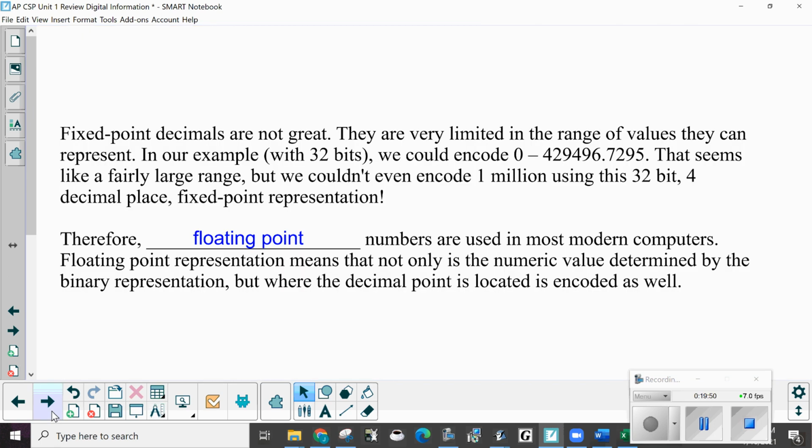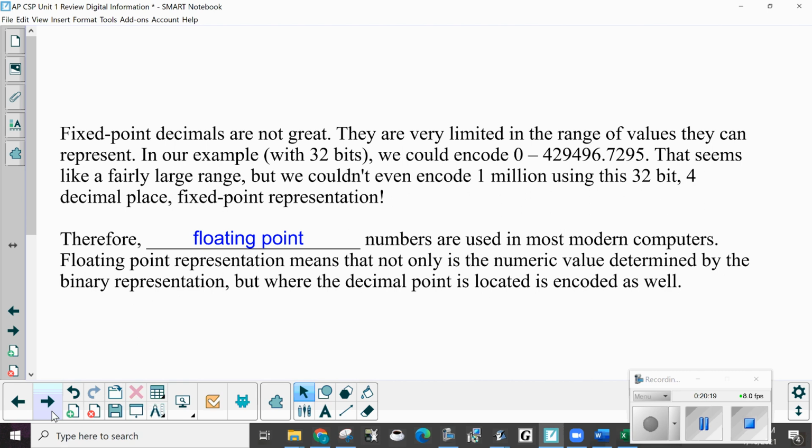Fixed point decimals are not great. They are very limited in the range of values they can represent. In our example with 32 bits, we could encode 0 through 429,496.7295. Seems like a fairly large range, but we couldn't even encode 1 million using this 32-bit 4-decimal place fixed point representation, and that's a problem.